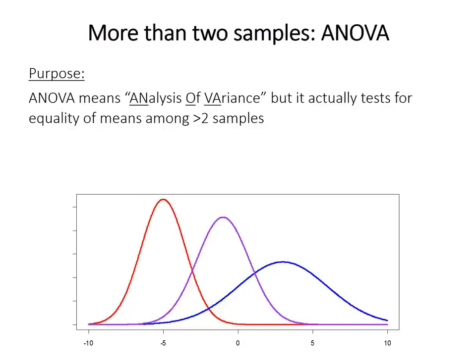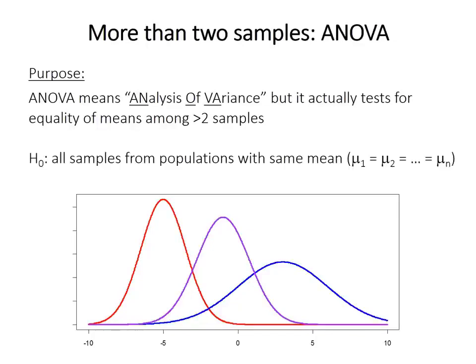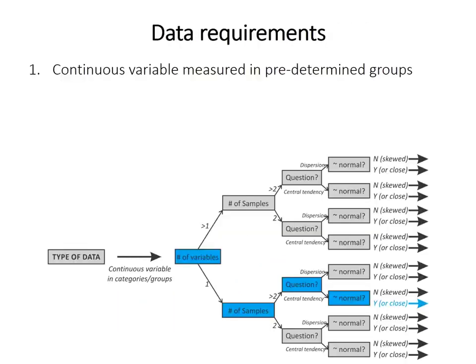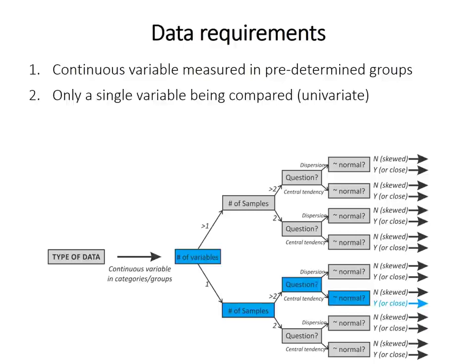Despite the word variance in its name, ANOVA is designed to test for differences in mean, with the null hypothesis that all samples come from populations with equal means. So ANOVA requires continuous data in predetermined groups. One variable, so it's a univariate test, and it's designed for comparisons among more than 2 samples. If you run it on 2 samples, you'll just get the same result as you would get with a t-test.